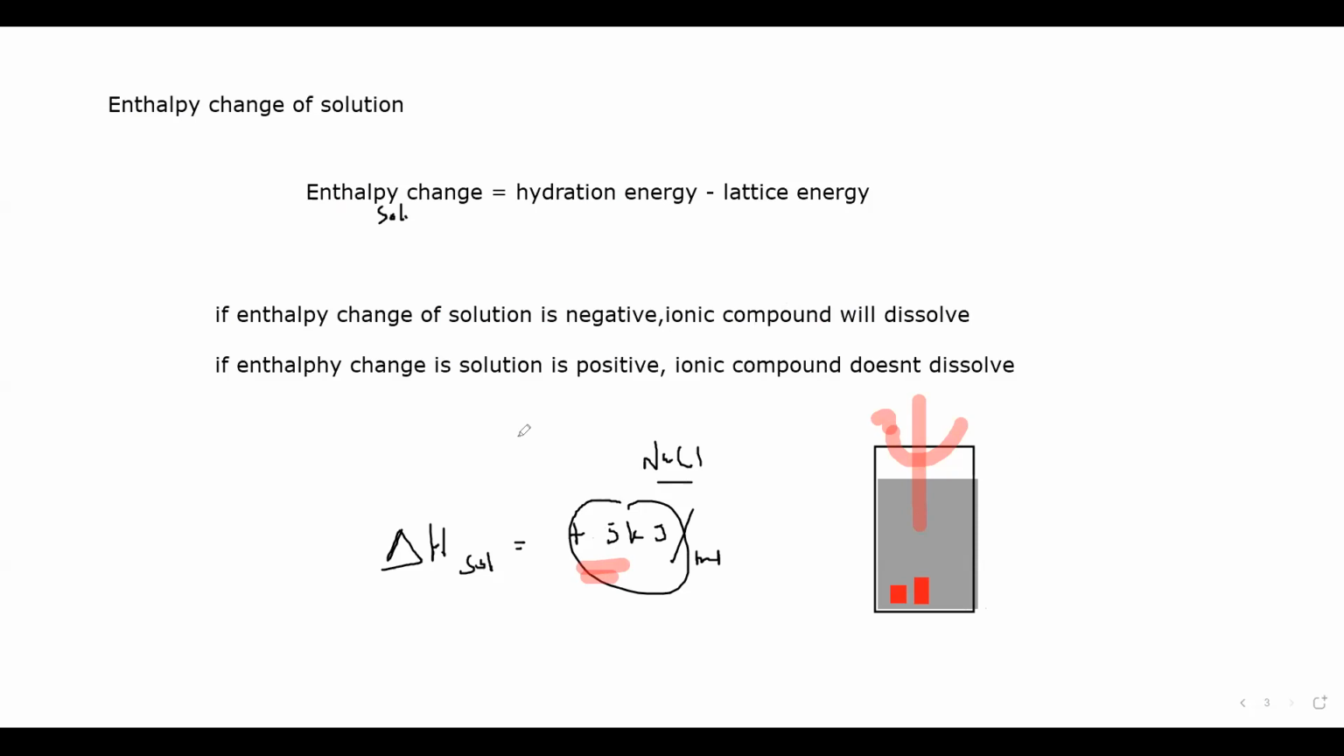So even though it is positive, sodium chloride can dissolve in water because the value for the enthalpy change is very small, and it can be supplied by stirring. Is it clear?